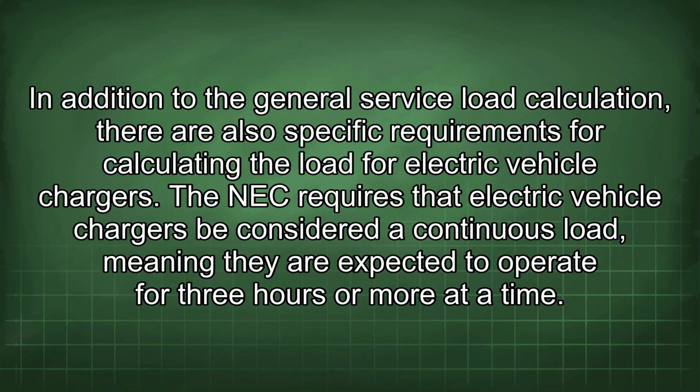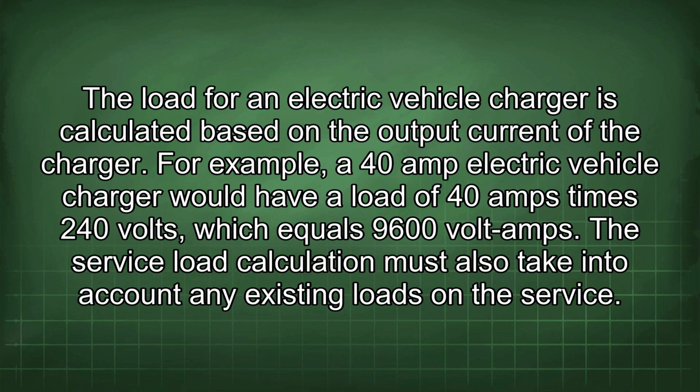The NEC requires that electric vehicle chargers be considered a continuous load, meaning they are expected to operate for 3 hours or more at a time. The load for an electric vehicle charger is calculated based on the output current of the charger. For example, a 40 amp electric vehicle charger would have a load of 40 amps times 240 volts, which equals 9,600 volt amps. The service load calculation must also take into account any existing loads on the service.